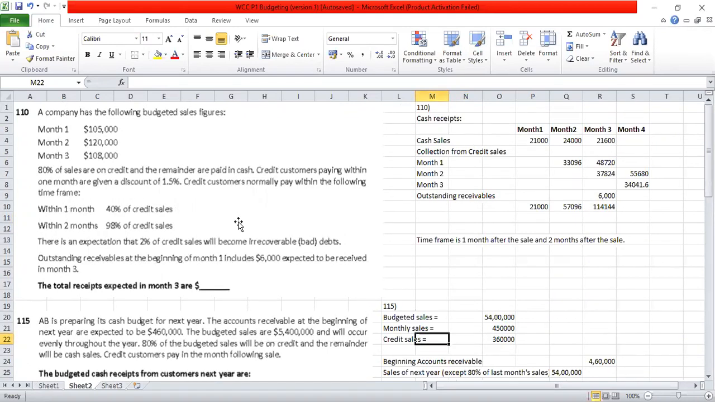A company has the following budgeted sales figures: month 1, 2, and 3. The sales figures are given.